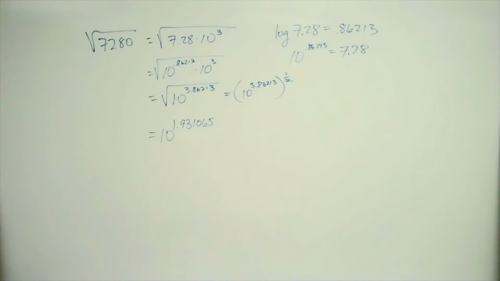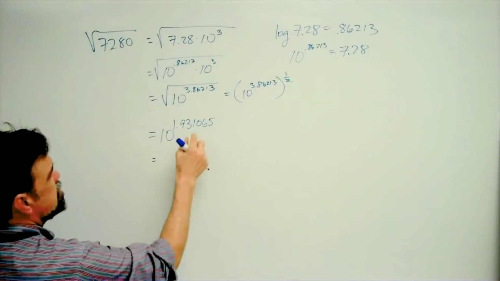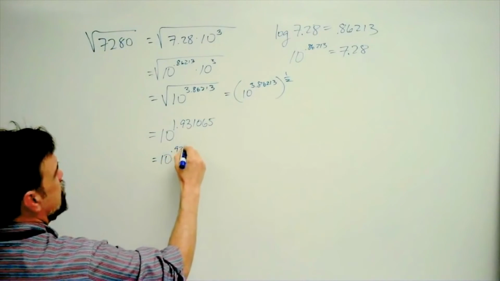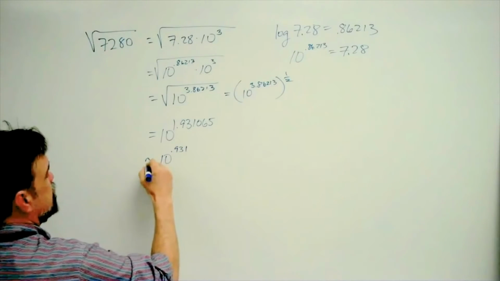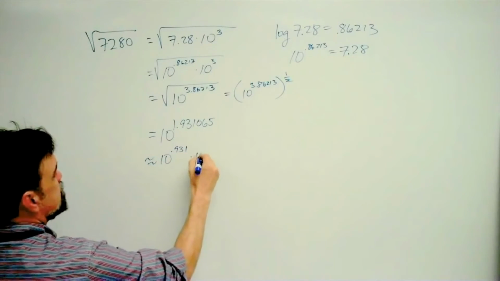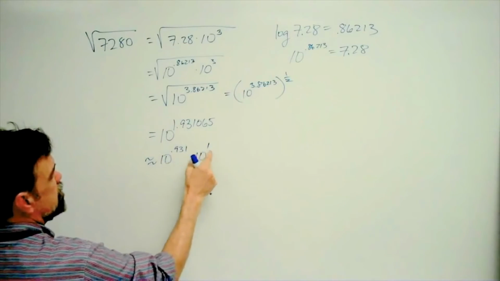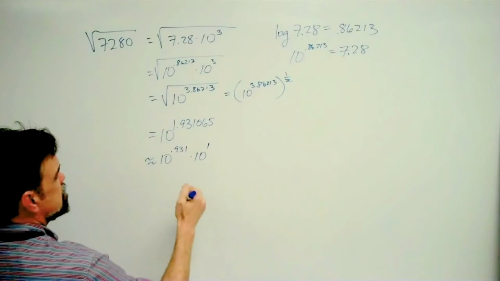I don't know what in the world that is. So now what I have to do is transfer this back into standard notation. And the way we do that is with our other table, not the table of logarithms, but the table of powers of 10, or anti-logarithms. And so I say, okay, I'm going to split this up. This is approximately 10 to the 0.931 times 10 to the 1. Okay? I took the fractional portion of this and the integer portion of this.